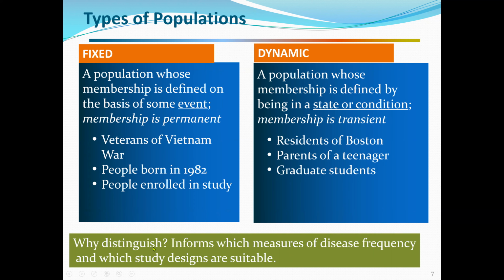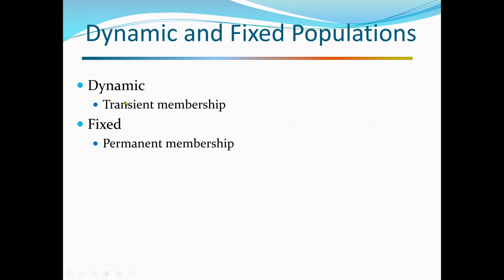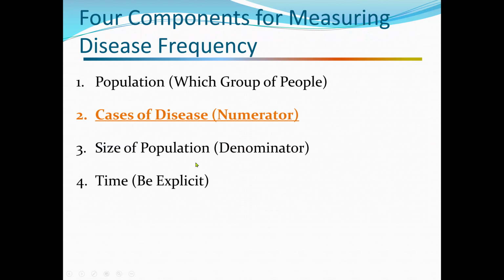So why distinguish? Here we say it informs which measures of disease frequency and which study design are suitable. So based on the type of population, we may choose a specific study design. So dynamic is transient membership, as we said earlier, and fixed means permanent membership. That's the major difference between fixed and dynamic populations.